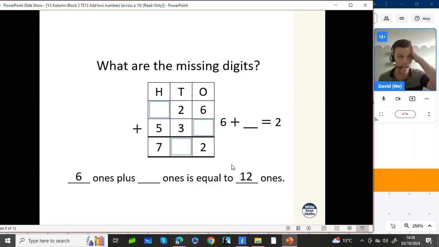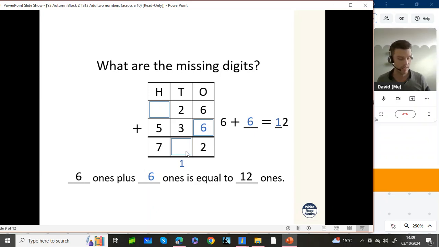So we're going to put 6 on our heads, and we're going to use our fingers again, and we're going to stop at 12. So 6, 7, 8, 9, 10, 11, 12. And I've got 1, 2, 3, 4, 5, 6 fingers. So my answer must be 6. There we go.